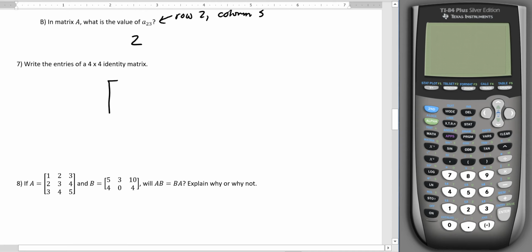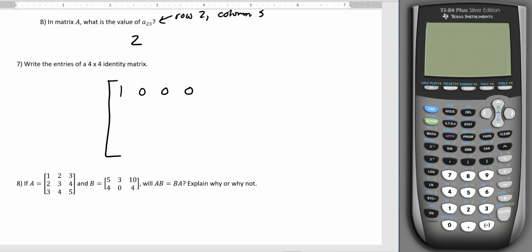Write the entries of a 4 by 4 identity matrix. Oh, of course, the identity matrix. So 4 by 4, remember, is zeros everywhere and ones on the main diagonal. And there's a 4 by 4 identity matrix.